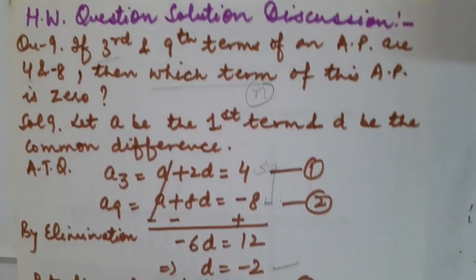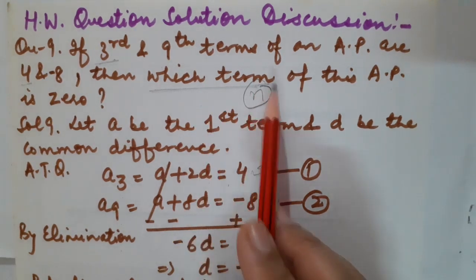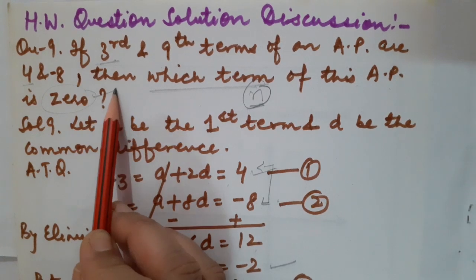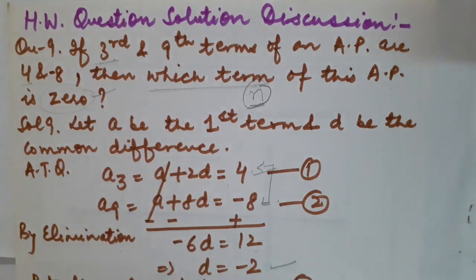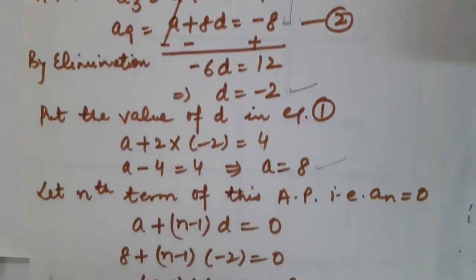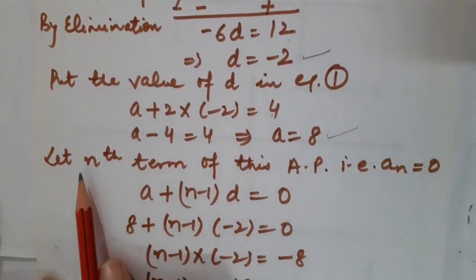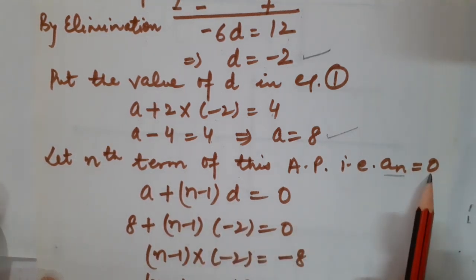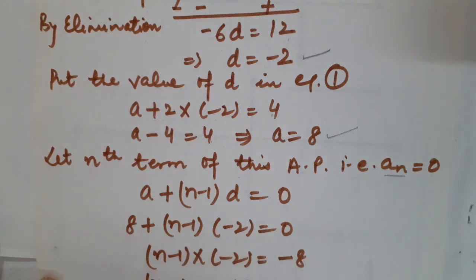But what else is given in the question? You have to tell which term, that means n, of this AP is 0. It means, let the nth term be 0. Every time you will have to consider the nth term. Fine. So let the nth term of this AP, that is an, be equal to 0. Whenever it is said that you have to just tell whether minus 150 belongs to the same AP or not, you have to just consider let the nth term be minus 150. And the same question I have explained to you earlier also.